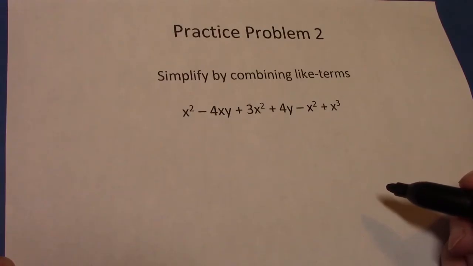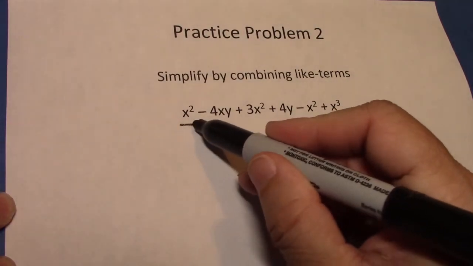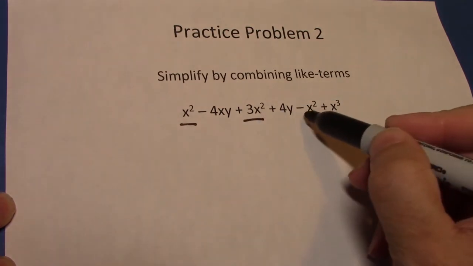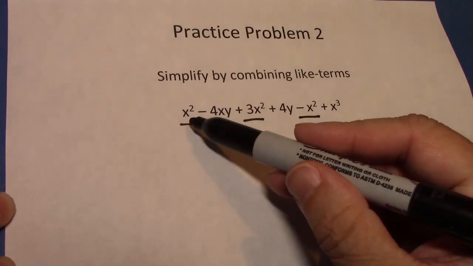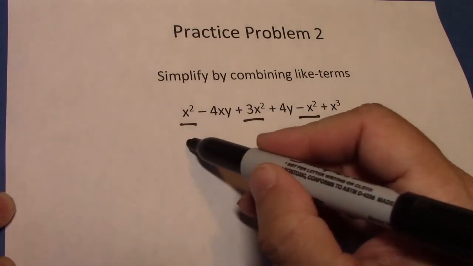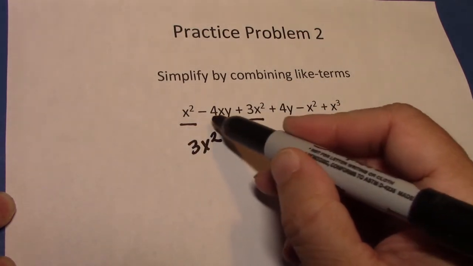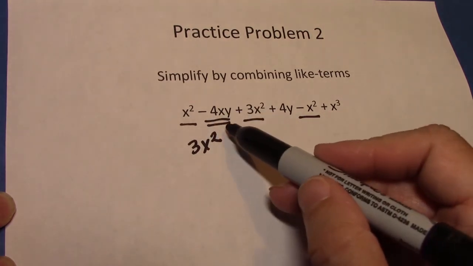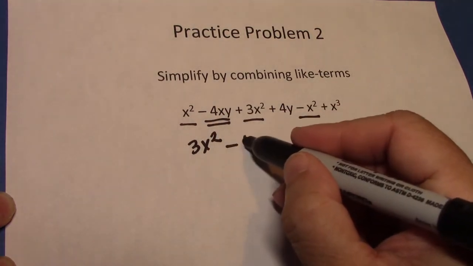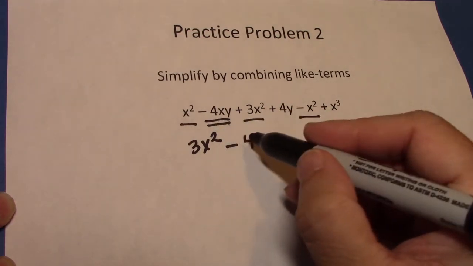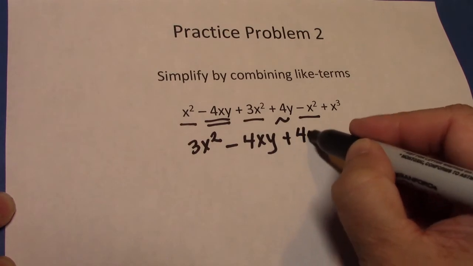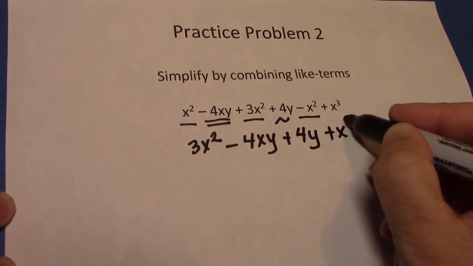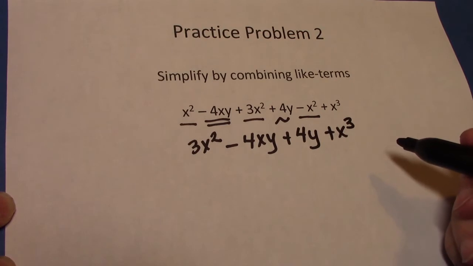Problem 2, simplify by combining like terms. So we've got an x squared term here, another one here, and a third. These two actually cancel each other out, plus x squared minus x squared. So we're left with 3x squared there. That's the only xy term that I see, so we'll just copy it down. Don't forget to keep the sign. This is the only y term that I see, and then that's the only x cubed term that I see.